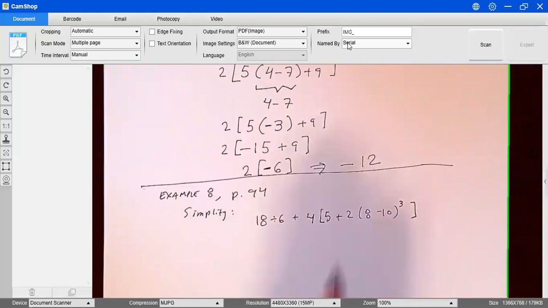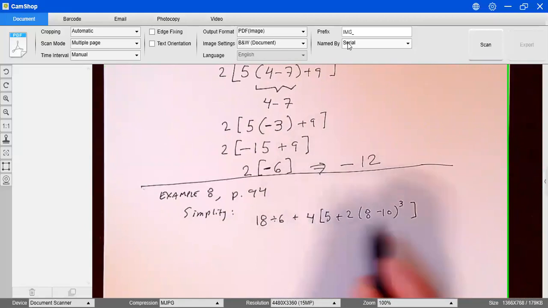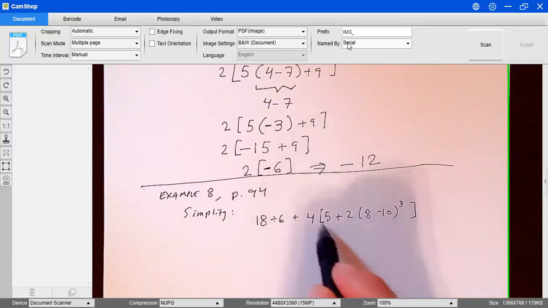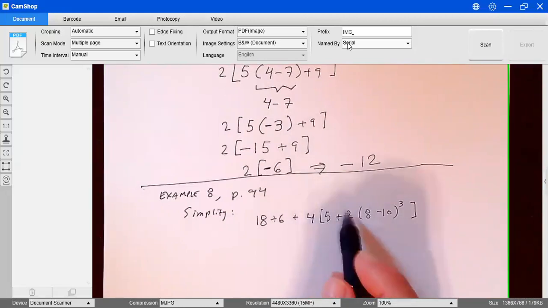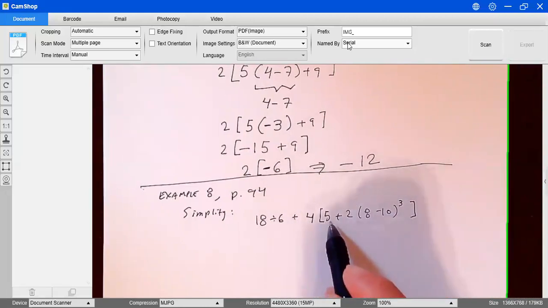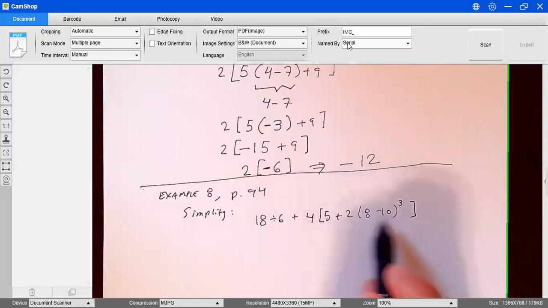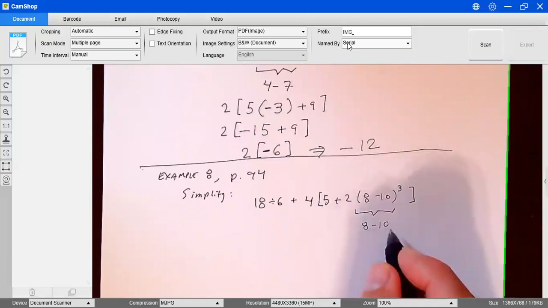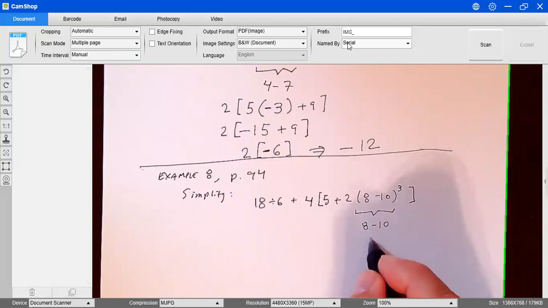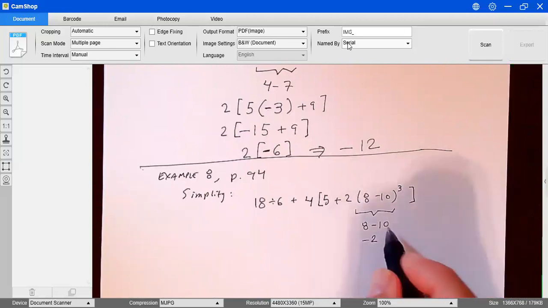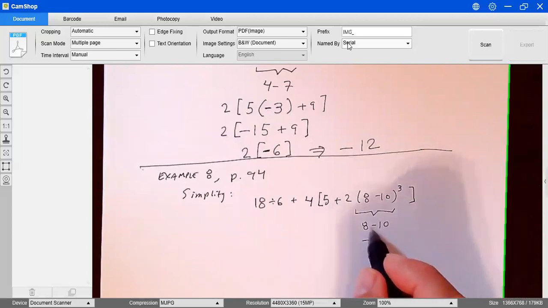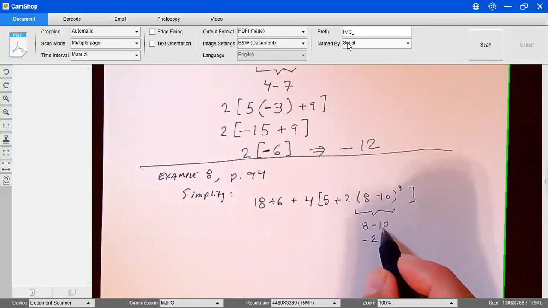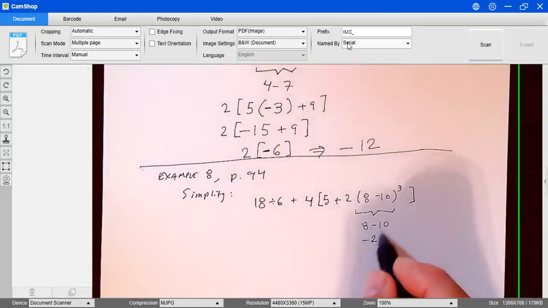We go here because we have these square brackets indicating that this is a grouping symbol. So we're going to work with the information that is inside. Inside we see an addition, we see an exponential expression, and we see another grouping symbol here. This is the innermost grouping symbol, so we start from here. 8 minus 10, that's the difference of two numbers, so it's going to be negative 2. We just did 10 minus 8 is 2, and the sign of the number with the greatest absolute value is 10, so it's negative.